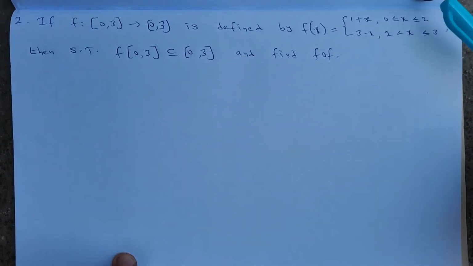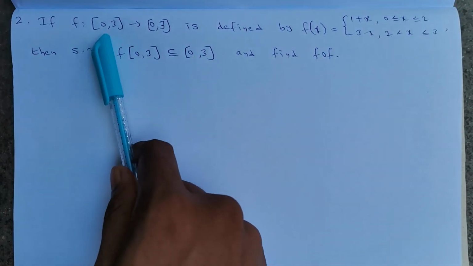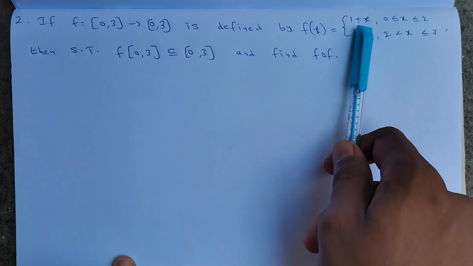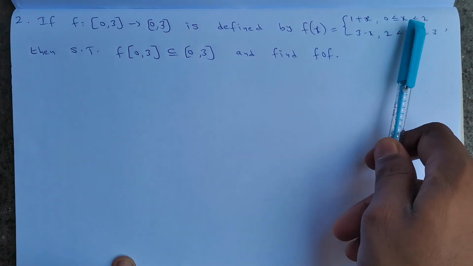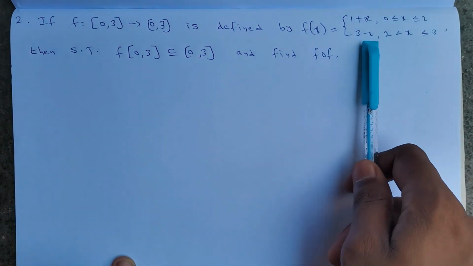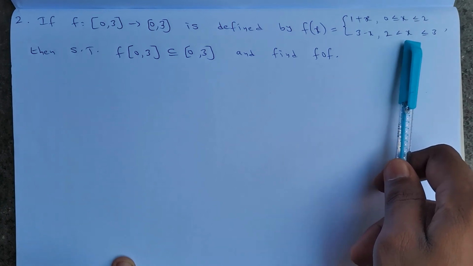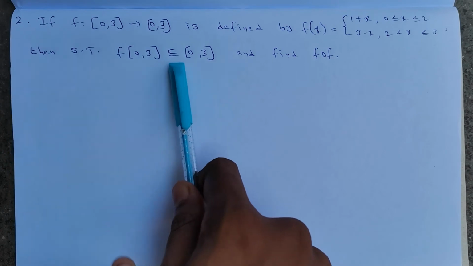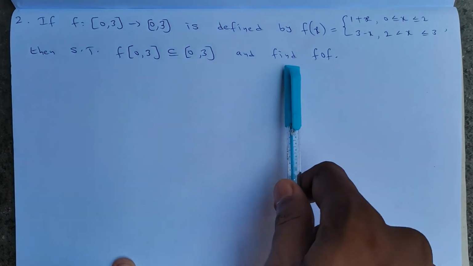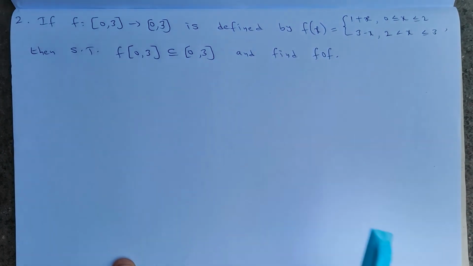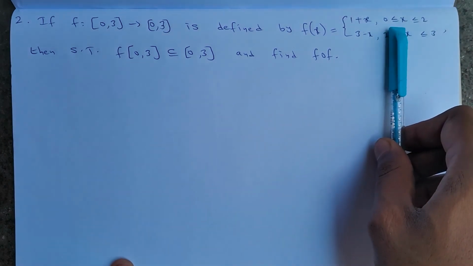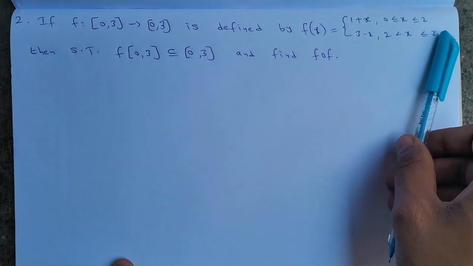Okay, the second question is, if f is a function from [0, 3] to [0, 3] defined by f of x is equal to 1 plus x if the condition is 0 less than or equal to x less than or equal to 2, and 3 minus x if the condition is 2 less than x less than or equal to 3, then show that f of [0, 3] is a subset of [0, 3] and find f of f. So the first condition is given as 0 less than or equal to x less than or equal to 2.